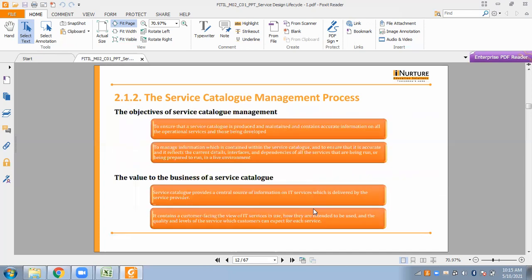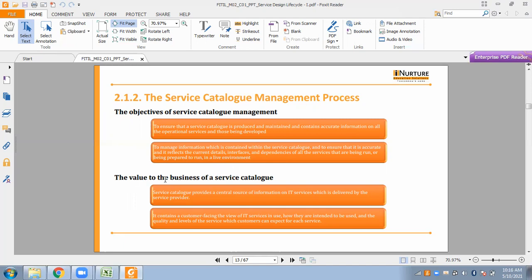Okay. Then we come to the objectives of service catalog management. To ensure that a service catalog is produced and maintained and contains accurate information on all the operational services and those being developed. And the second is to manage the information contained within the service catalog and to ensure that it is accurate and reflects the current details, interfaces, and dependencies of all the services that are being run or being prepared to run in a live environment.